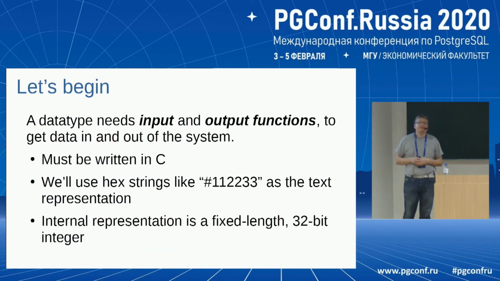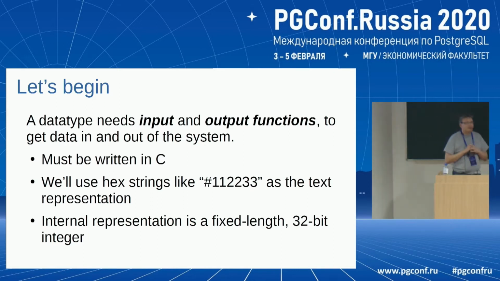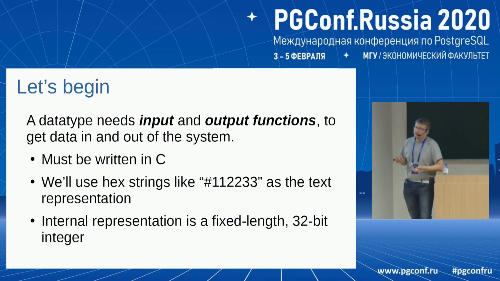So let's get started. The first thing you need, if you're going to write your own data type, is what we call the input and output functions. The input function takes a piece of text, a string, and converts it into the internal representation, which in this case is the 32-bit integer. And the output function is the reverse of that. It takes the internal representation and turns it back into text.